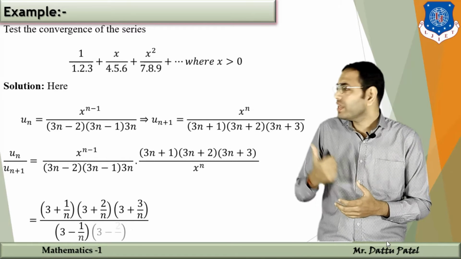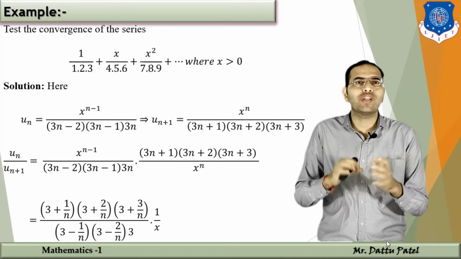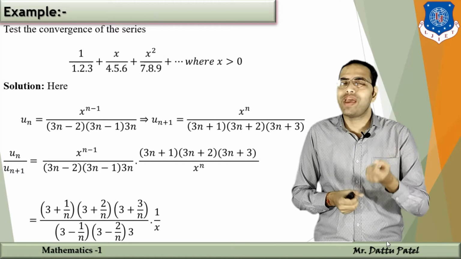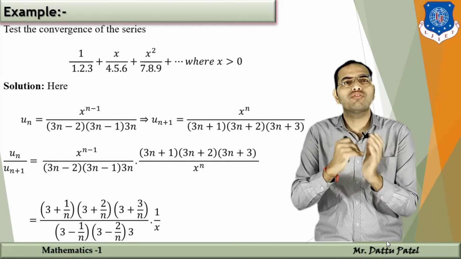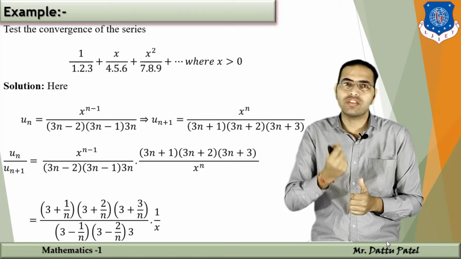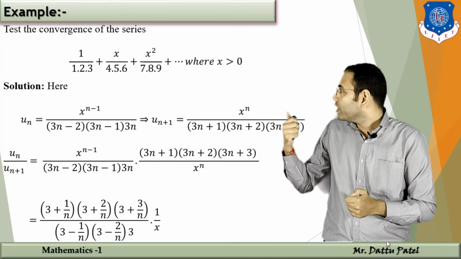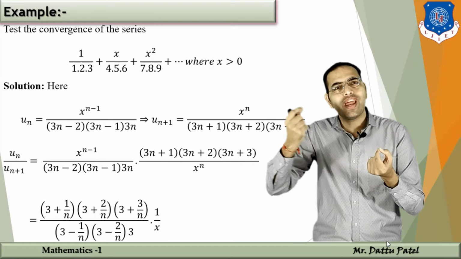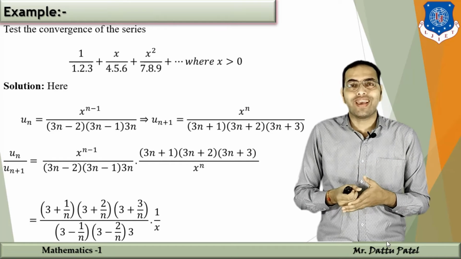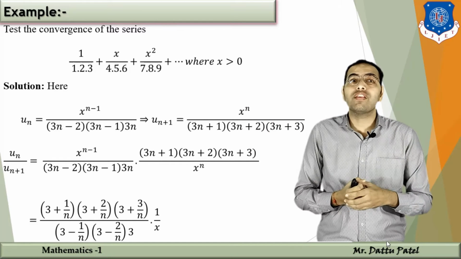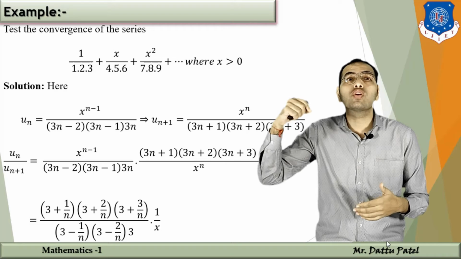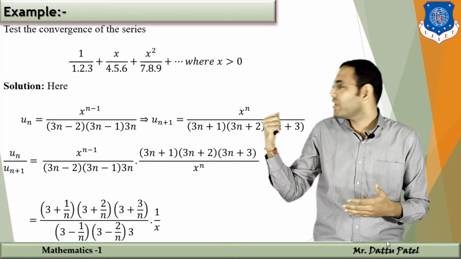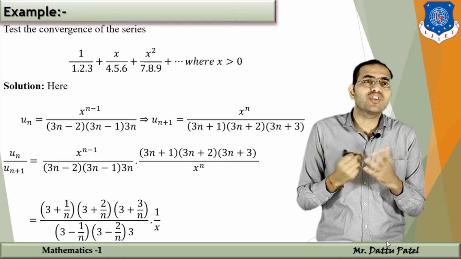Firstly, in this type of example, we don't have an nth term. So with the help of arithmetic progression, we have to find the nth term of this series, that is un. Here in the numerator portion, the first term is 1, then x, x square and so on. Then we can write x raised to n minus 1, starting with n equal to 1 to infinite. Suppose we start with n equal to 0 to infinite, then we can write x raised to n.